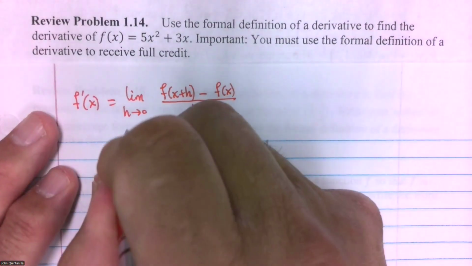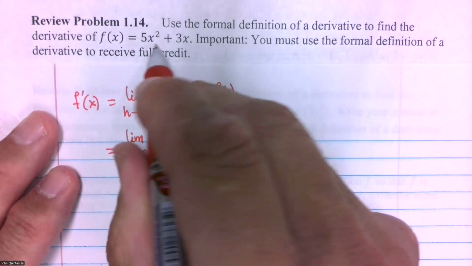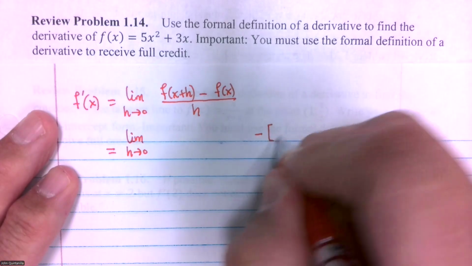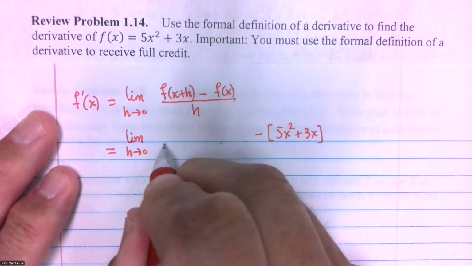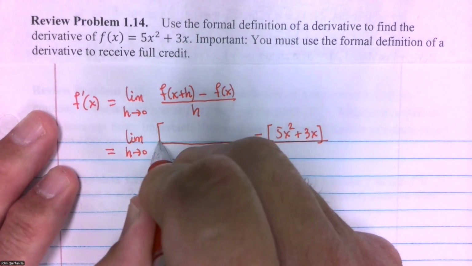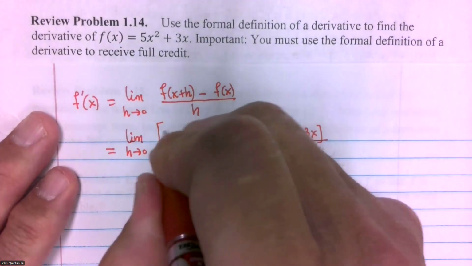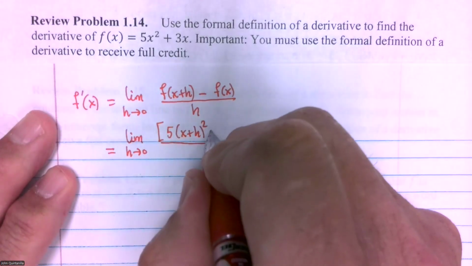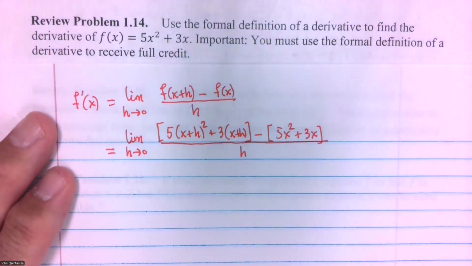All right, in this problem, that'll be the limit as h approaches 0 of, okay, the second part's easiest, so let me write that out first. Minus 5x squared plus 3x, all divided by h. And then for the first part, everywhere I see an x, I replace it by x plus h. So 5 times (x plus h) squared plus 3 times (x plus h), all in brackets.